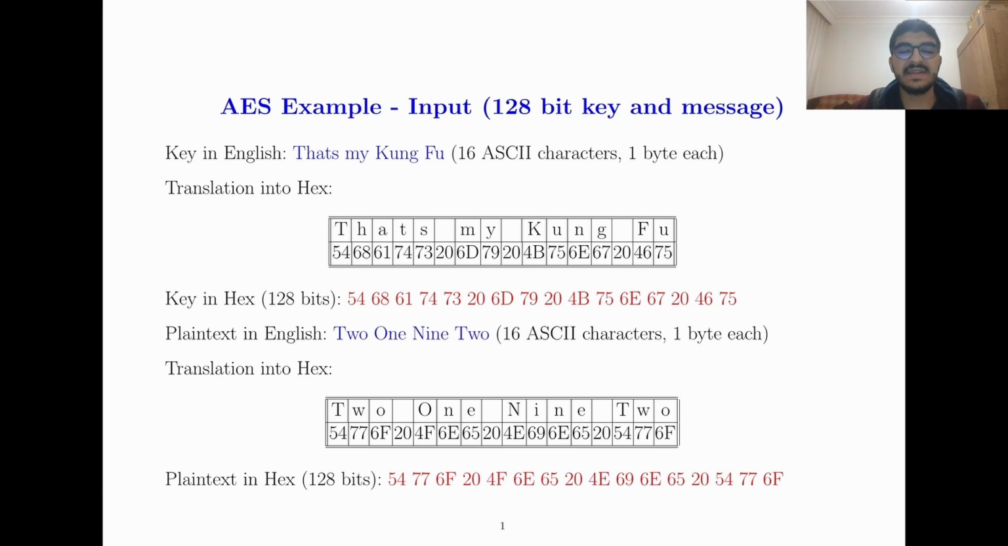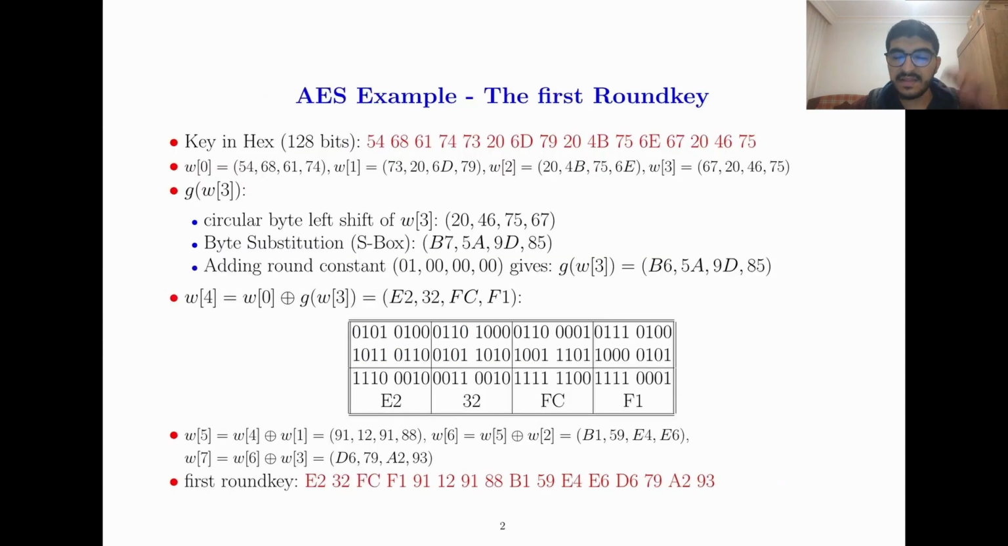We have plaintext in English, 2192. It is also 16 bytes, which means 128 bits. And we are translating it into hexadecimal plaintext. Then we need to do key expansion operations. We need to get 10 round keys. How do we do that? In here we have the key in hexadecimal, 128 bits.